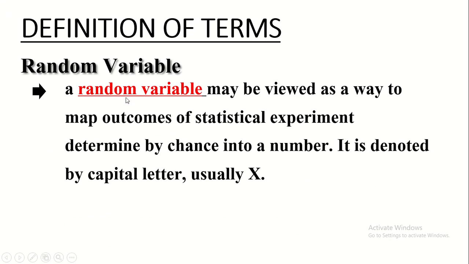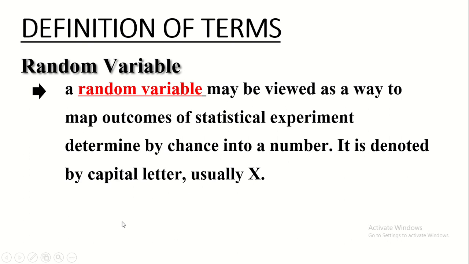Another meaning ng random variable. A random variable may be viewed as a way to map outcomes of a statistical experiment determined by chance into a number. Katulad nga po ng sinabi ko kanina, it is all about numbers. It is denoted by capital letter, usually X. Pwede rin namang Y or pwede rin namang Z, but it should be denoted ng capital letter.